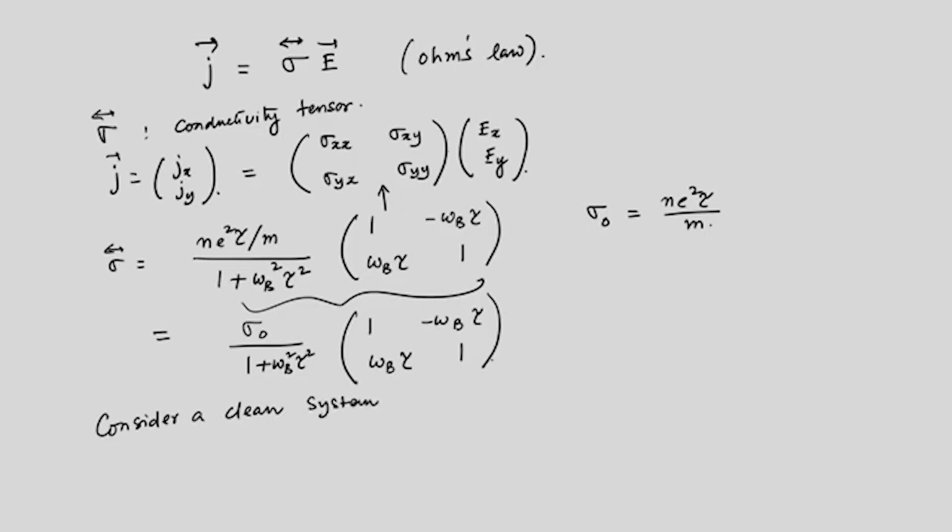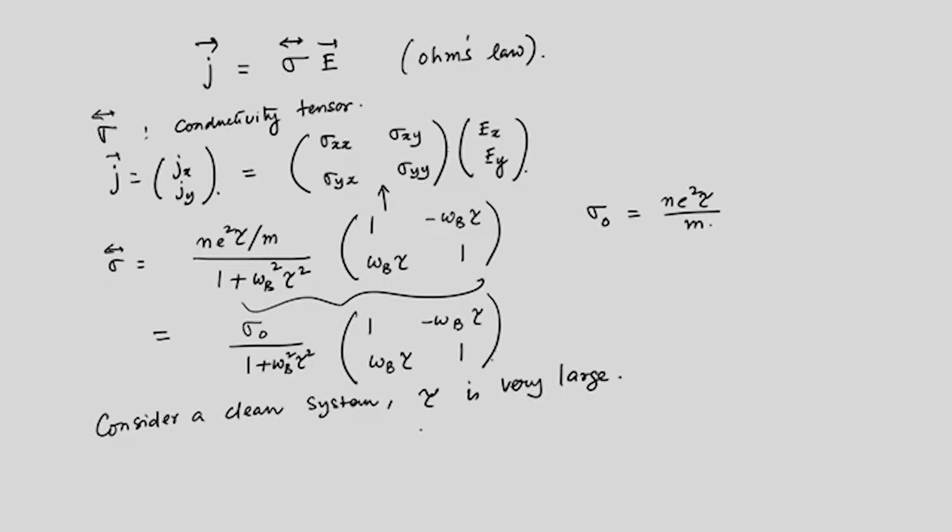And what do you mean by clean system? The clean system means there are no impurities or defects or disorder in the problem, in which case your tau will become very large. Okay. This we have told earlier as well, that the relaxation time, in the event there are very infrequent collisions or almost no collisions, tau becomes very large.